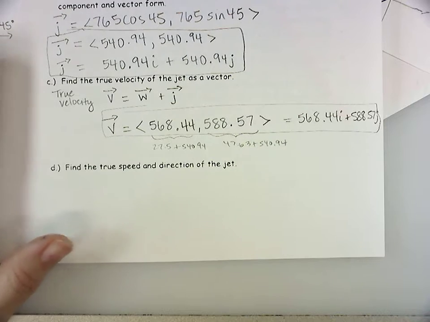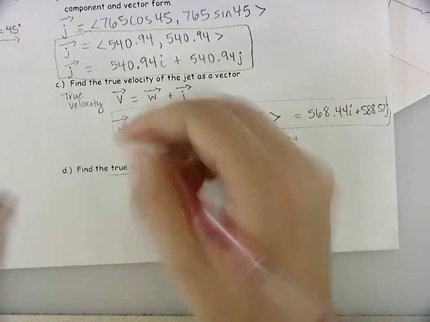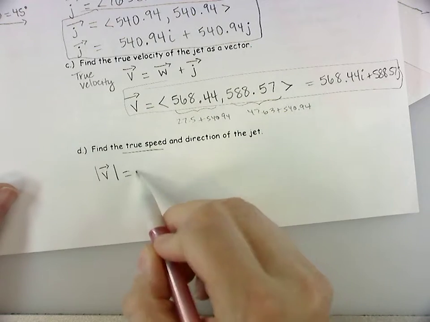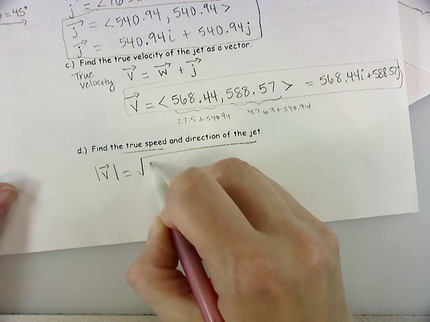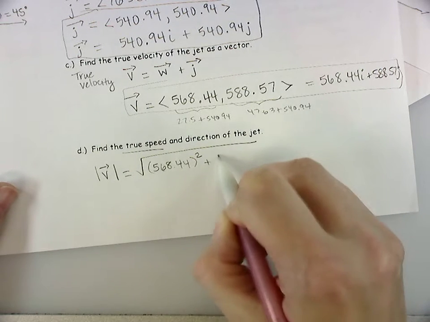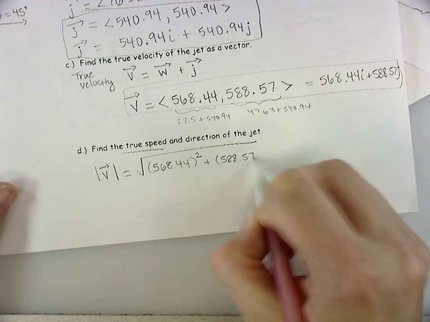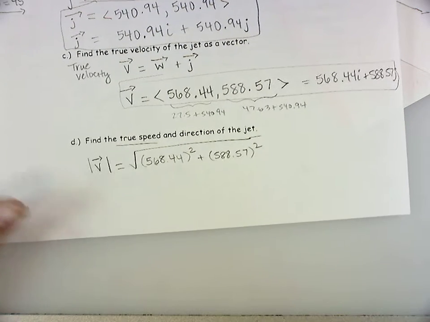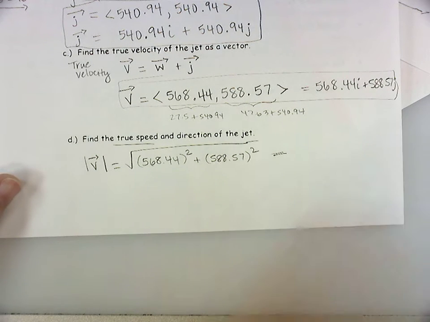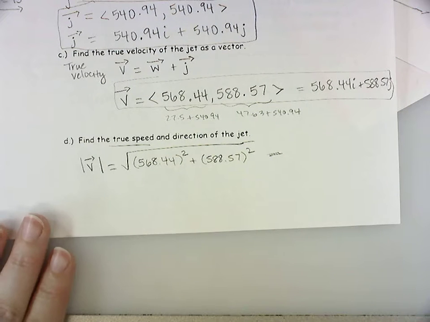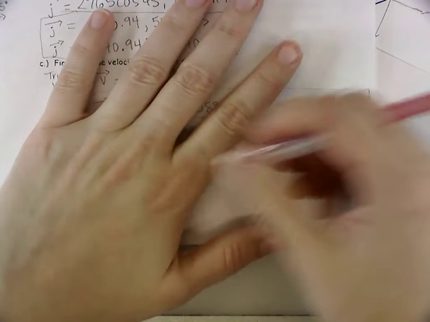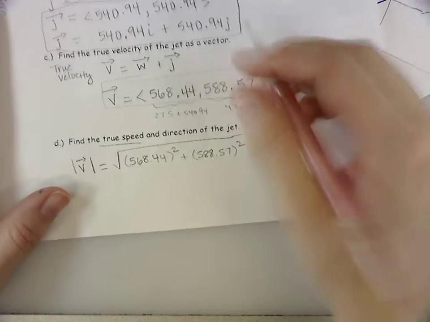Right, so that won't be until part D. So for part D, it says find the true speed. So the true speed is going to be when you do the magnitude. Okay, so we're going to take the true velocity vector and find the magnitude. And that's going to give us the true speed. Okay, and I'll give you a moment to calculate that. Or did some of you already do it? 818.25. Yep.